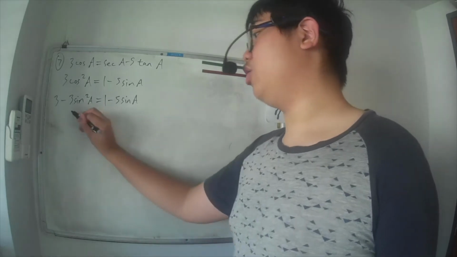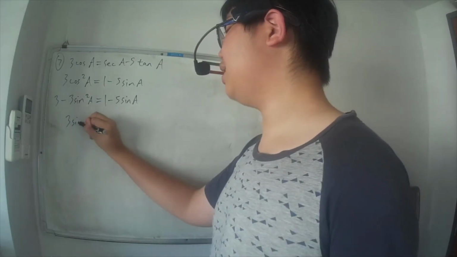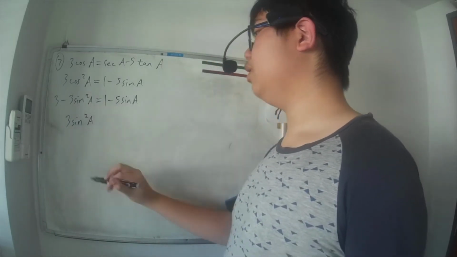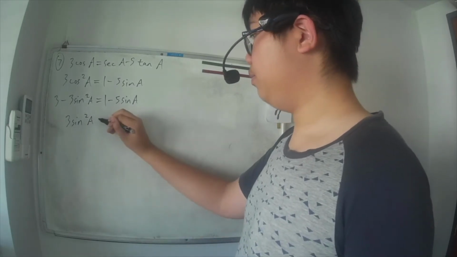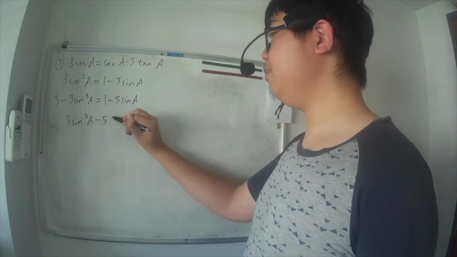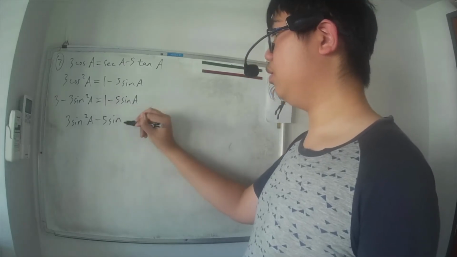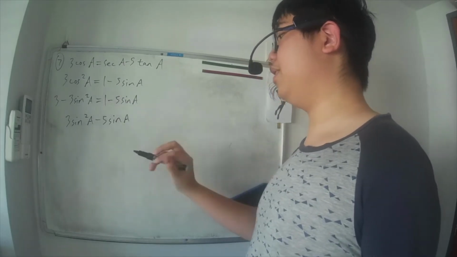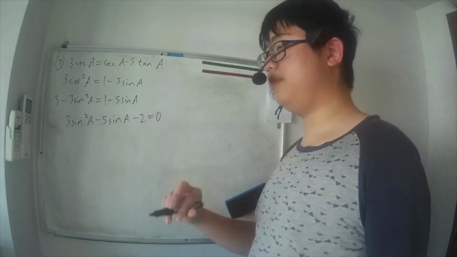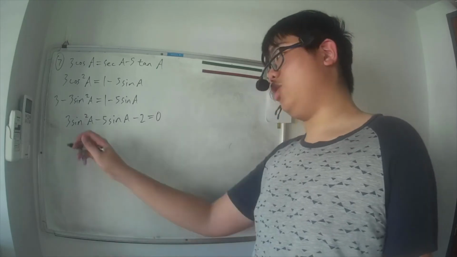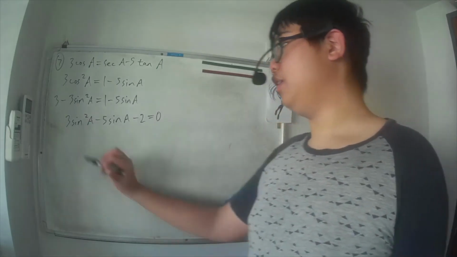So let's reorder the terms. 3 sine square A, and then minus 5 sine A, and then minus 2 is equal to 0. Okay, if you would like, you can make your substitution here. If not, we'll carry on.